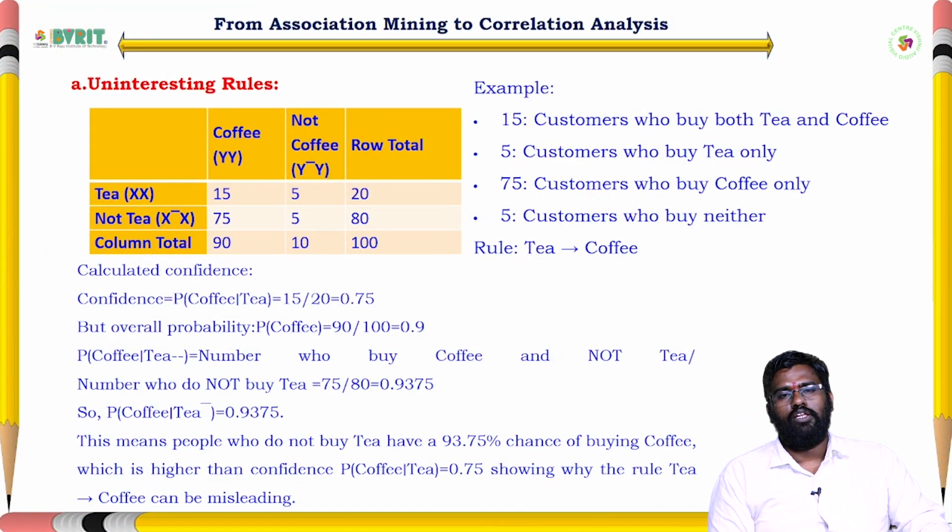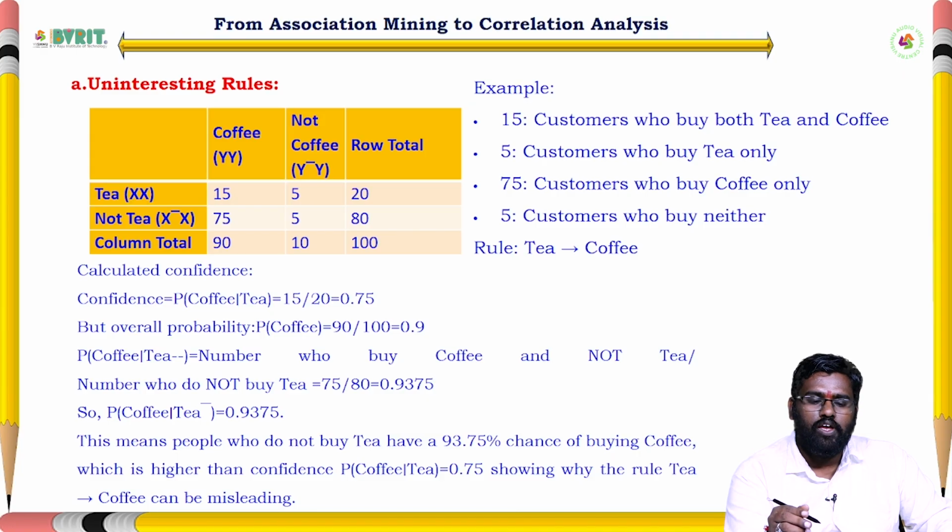Now coming to the next one, from association mining to correlation analysis. Why are we moving from association mining to correlation analysis? Sometimes in association, in one condition we get one confidence, in another condition we get another confidence. So if the confidence values differ, we need to move to correlation analysis, to see whether a correlation exists between the 2 sets of values or not.